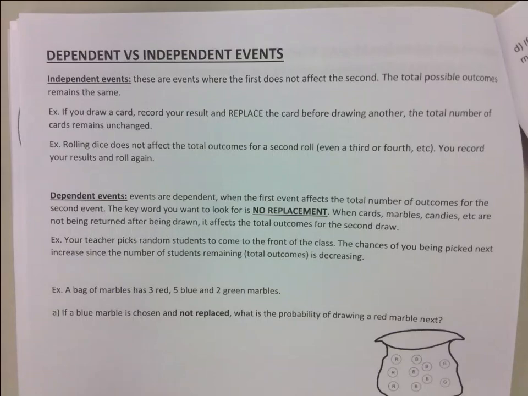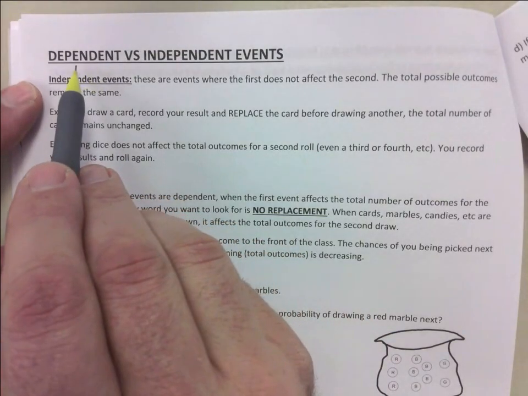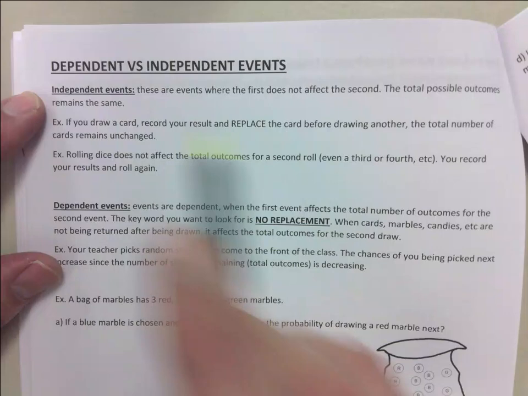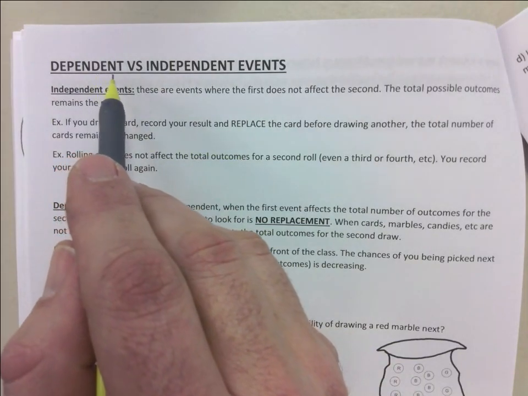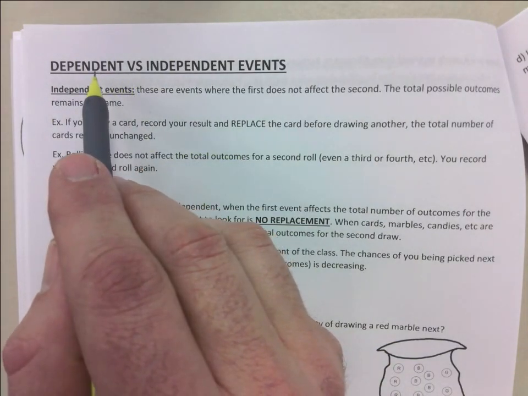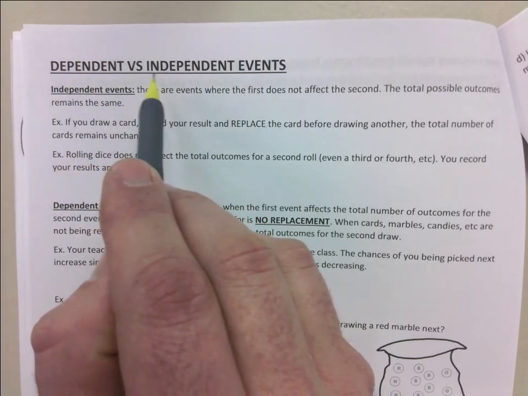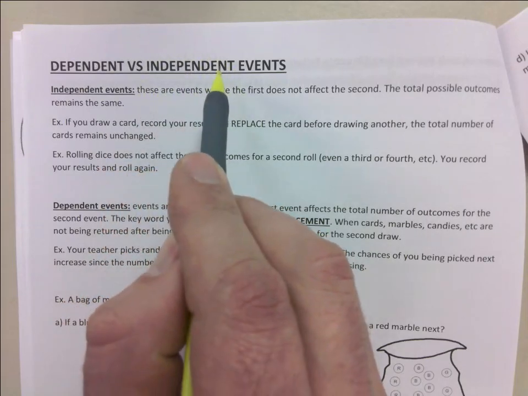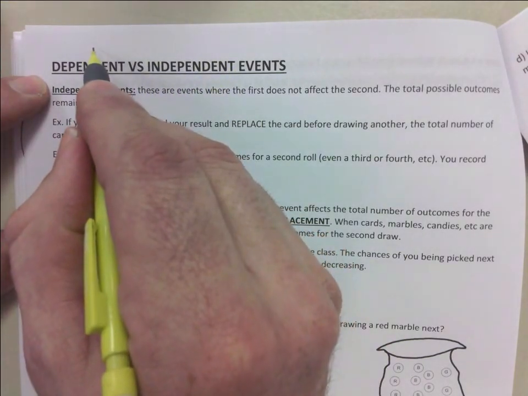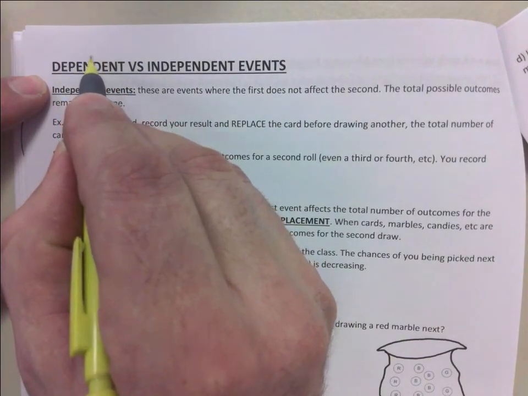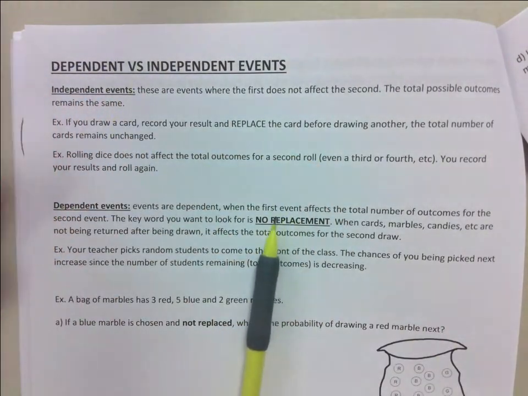All right, so this part is new. We're going to talk about two events happening one after the other, and we will see instances where the first event affects the second one, and sometimes it's not going to affect the second one. So, affects, doesn't affect. Okay, so independent events.